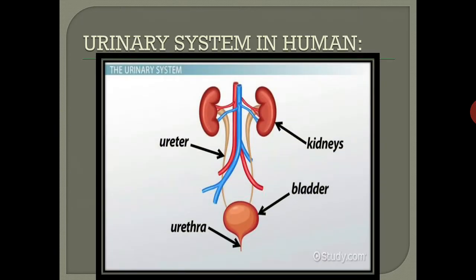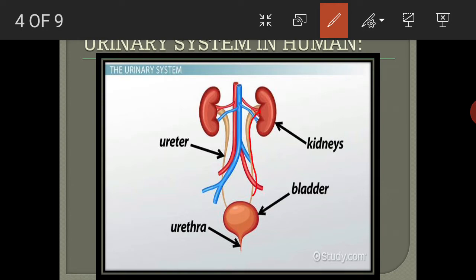The excretory system of humans is also called the urinary system. In the urinary system there is a pair of kidneys. You can see these are the two kidneys, a pair of ureters, a urinary bladder, and the urethra.